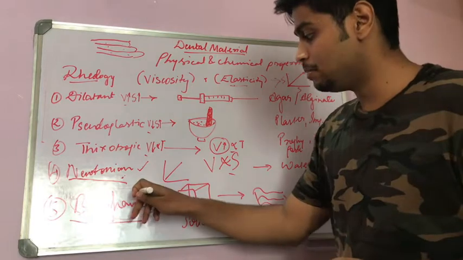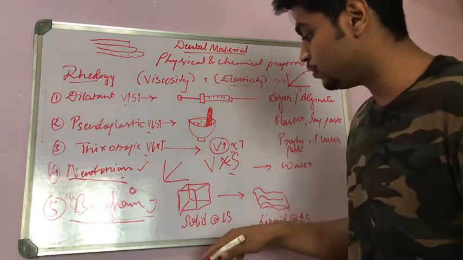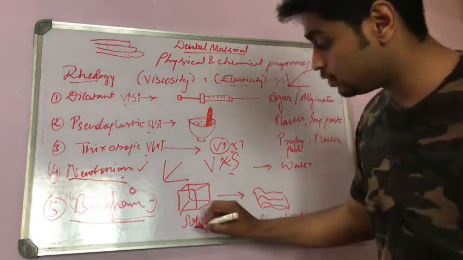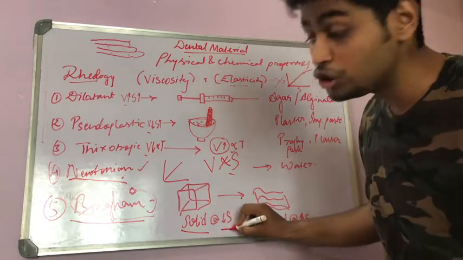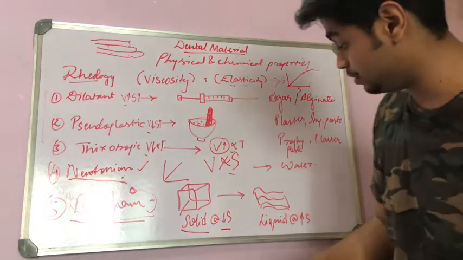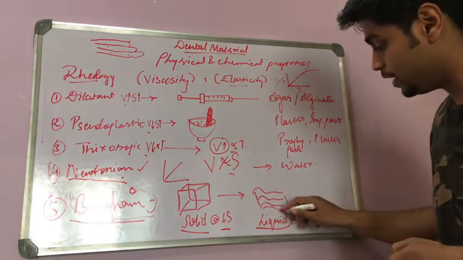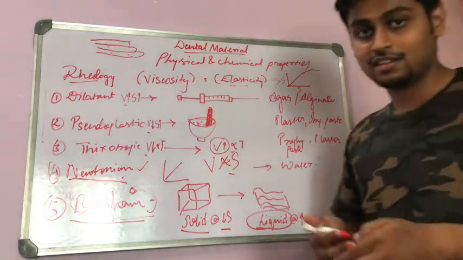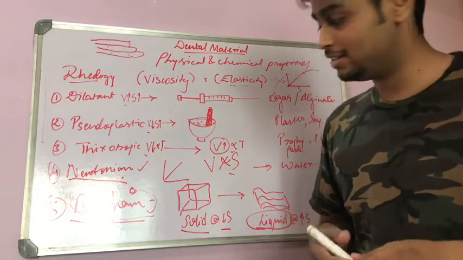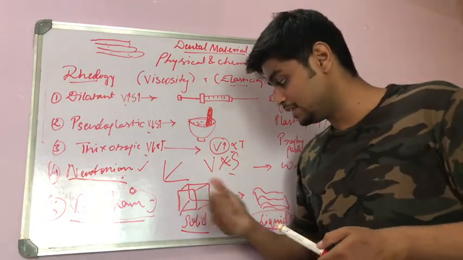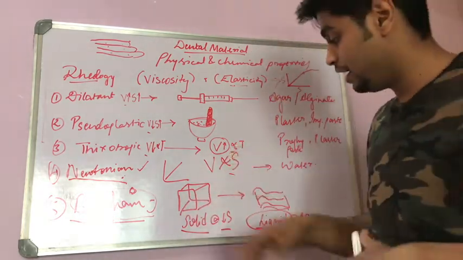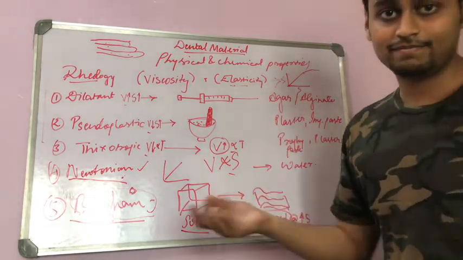The last one is a Bingham fluid. Now this Bingham fluid is a type of fluid which is a solid at low shearing stresses or very low levels of stresses. But the moment you subject it to a lot of stress, it becomes a liquid. It's a scaredy cat. You know what it is. So whenever it's subjected to any kind of stress, it immediately becomes a liquid.